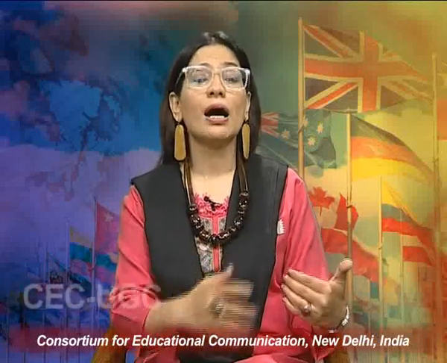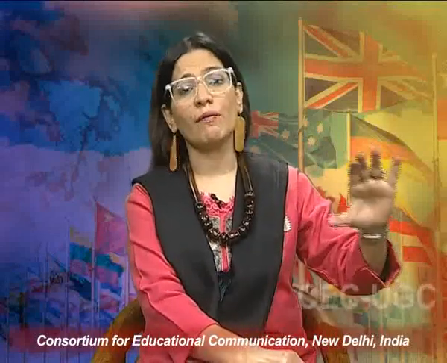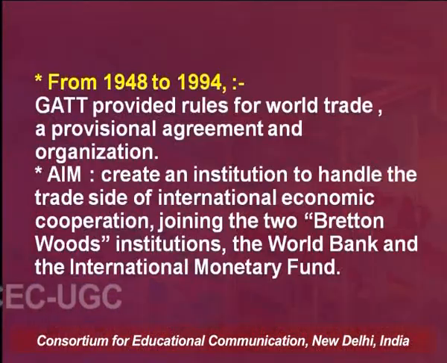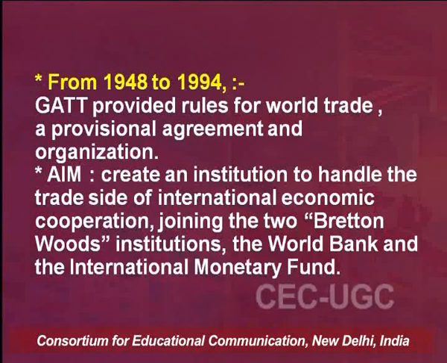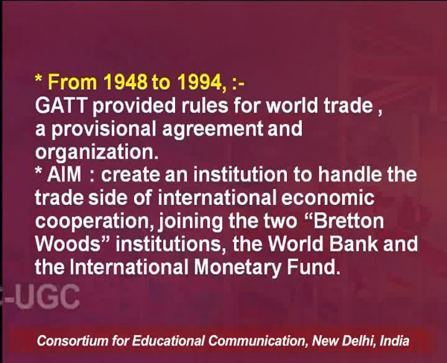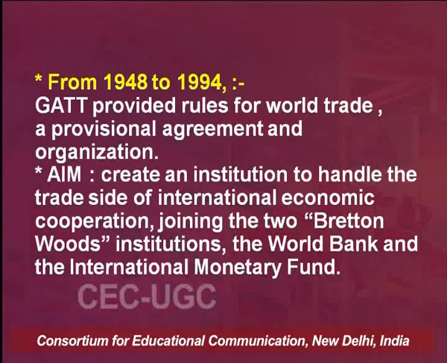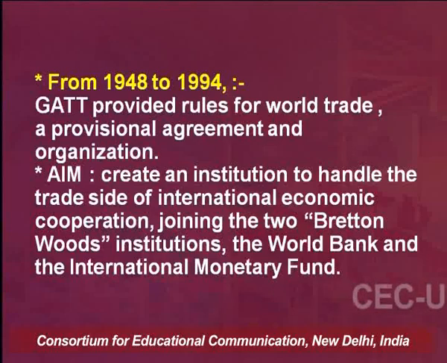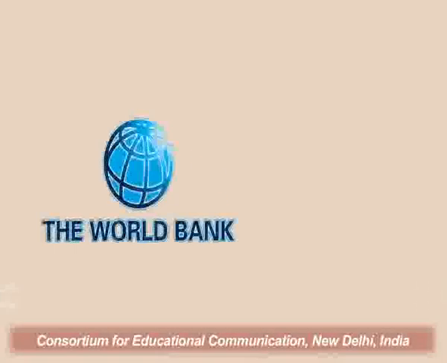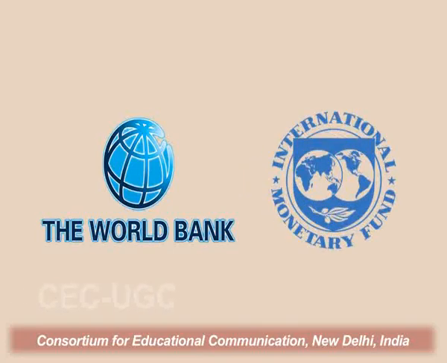Let's understand G77 now with respect to other international trade governance apparatus. The first one, when we look at it from a historical point of view, from 1948 to 1994, the GATT provided rules for world trade, which was like a provisional agreement, and it aimed to create an institution to handle the trade side of international economic cooperation, joining the two Bretton Woods institutions, namely the World Bank and the International Monetary Fund.